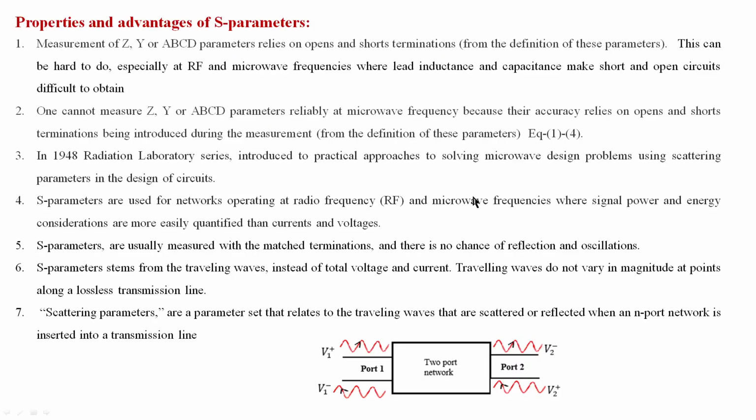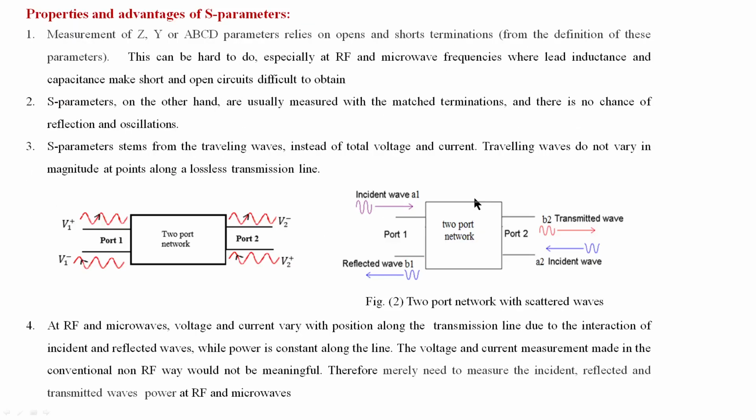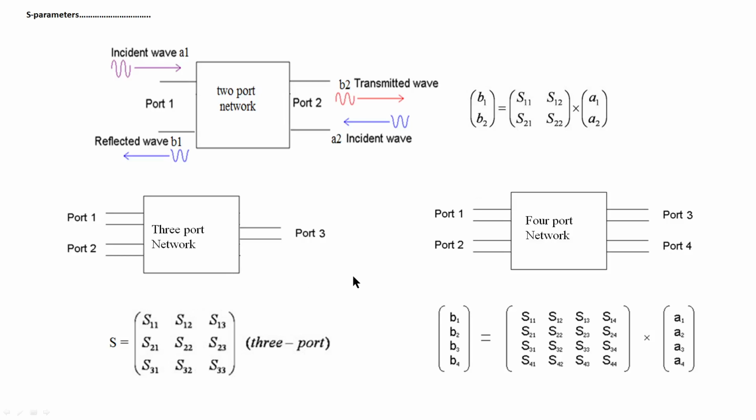Based on the number of ports, there may be any number of ports. The network may consist of any number of ports, like this. Actually this is a 2-port network. Here, 3 ports are there: port 1, port 2 and port 3. Similarly, this is one more network. It consists of 4 ports: port 1, port 2, port 3 and port 4.